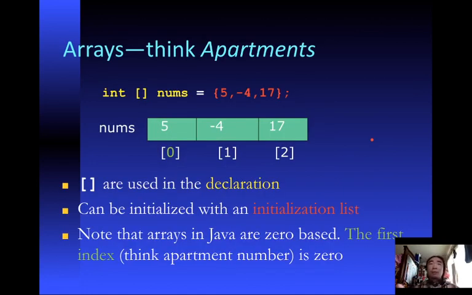So arrays, the really helpful analogy is thinking about apartments. You have people living at the apartment, and people at certain apartments have numbers in them. And that sequential ordering of data or sequential ordering of people is what arrays are.